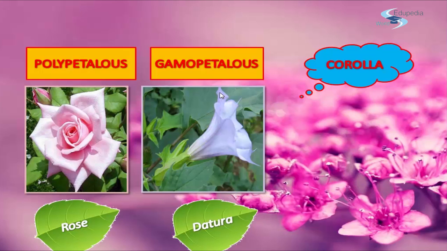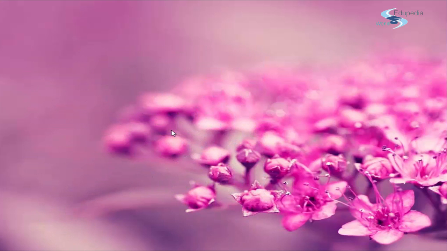In Dhatura all petals are in the fused state, whereas in the polypetalous state all petals are free from each other. So corolla are of two types: polypetalous, that is the free state of petals, and Gamopetalous, in which the petals are in the fused form, which is seen in Dhatura.